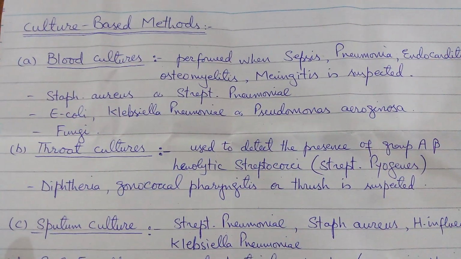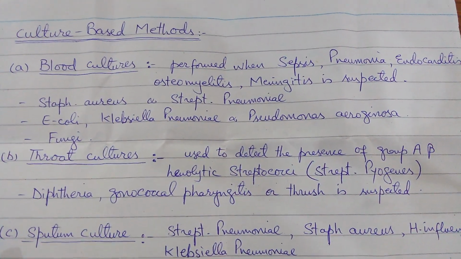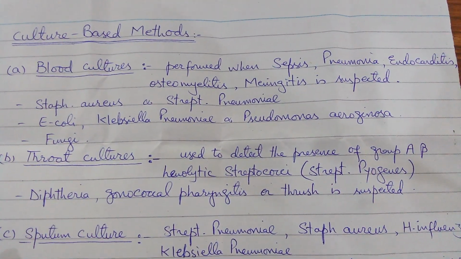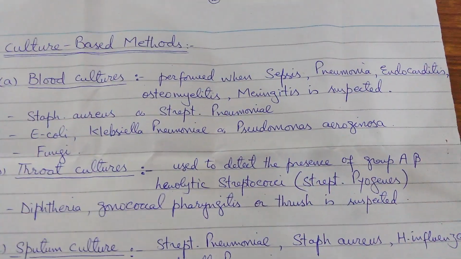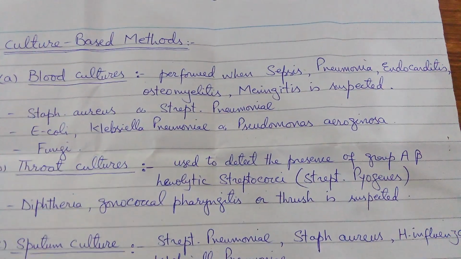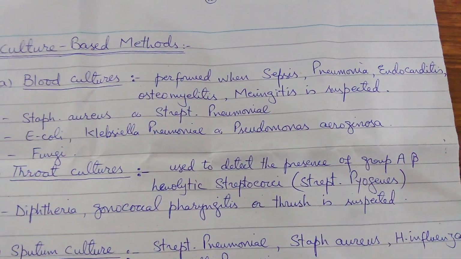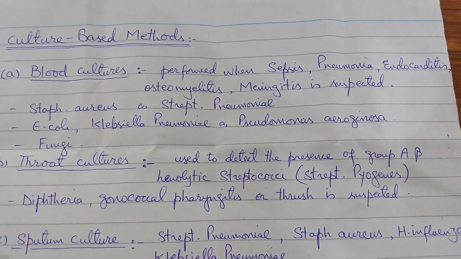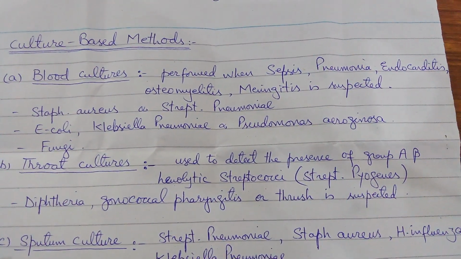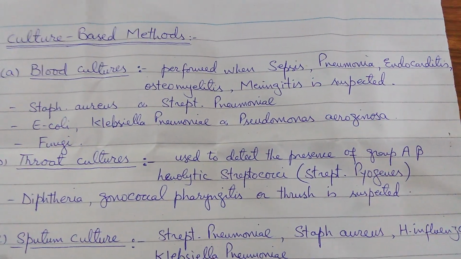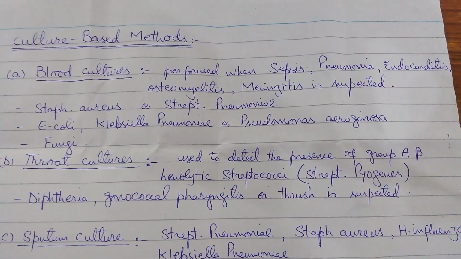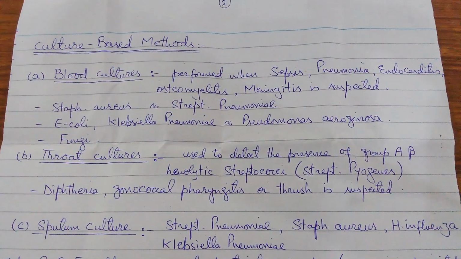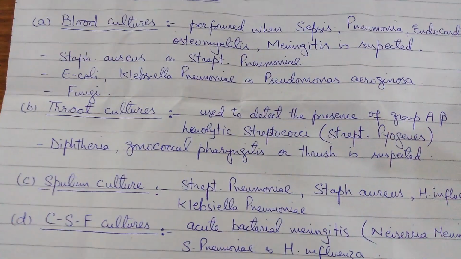Students, second culture is throat culture. Throat culture is used to detect the presence of group A beta hemolytic streptococci, that is Streptococcus pyogenes. Other bacteria which can be isolated from throat culture: diphtheria, gonococcal pharyngitis and oral thrush.